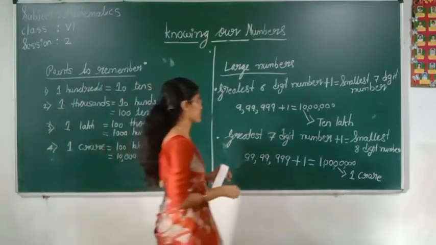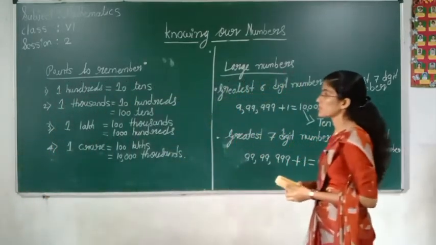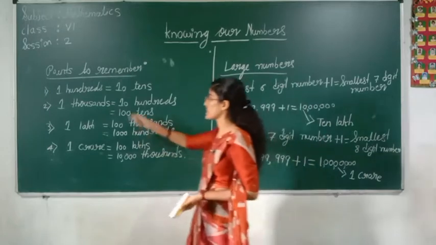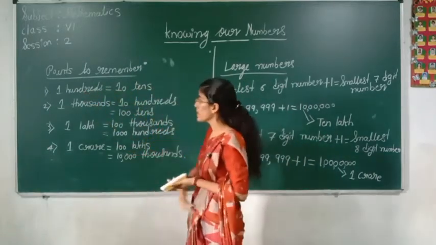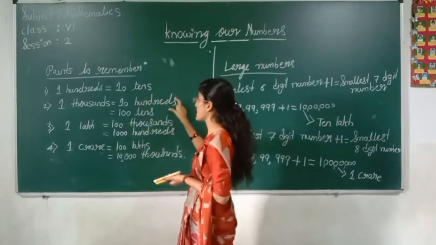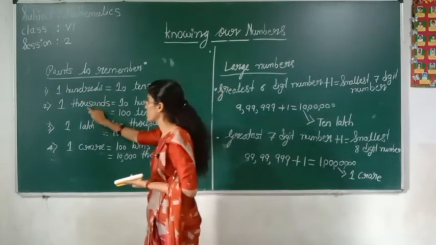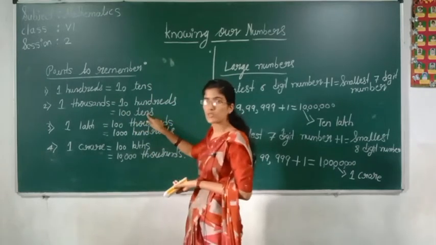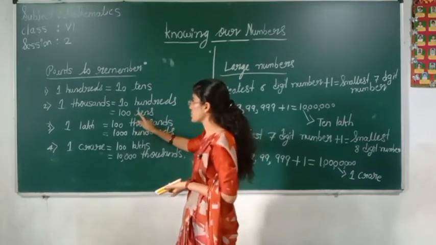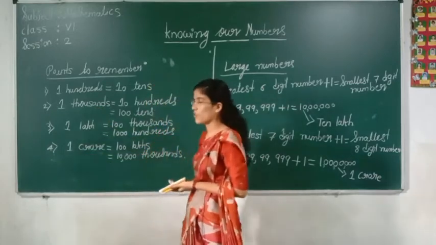10,000 thousands. See here, we came to know that 1 hundred is nothing but 10 into 10. If you do it again, 1 hundred will come. 1000 is 10 hundreds. If you take 10 hundreds, we are going to get 1000. It can also be written as 100 tens. Tens means 10. If you do 100 into 10 again, we are going to get 1000.